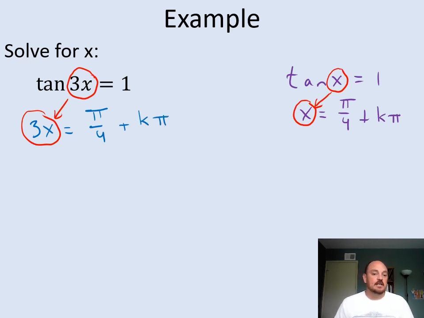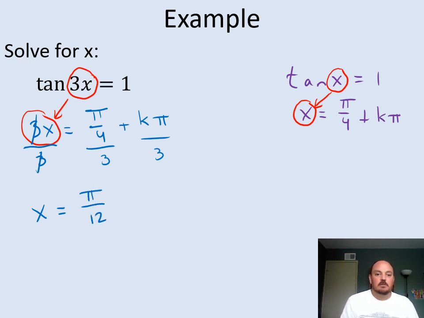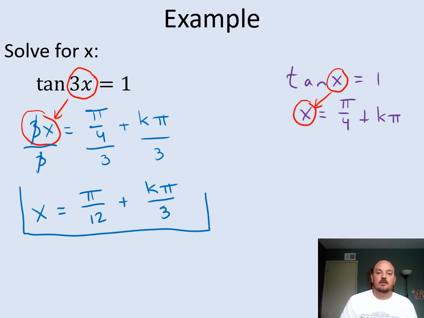Now here's the thing, we're not done. We've solved for 3x, but I asked you to solve for x. So to finish this question, what we need to do is divide everything by 3 to cancel that out. So my final answer, pi over 4 divided by 3 would actually end up being pi over 12. And then the k pi over 3 doesn't reduce, so I'm just going to leave it. Now this right here is my final answer.